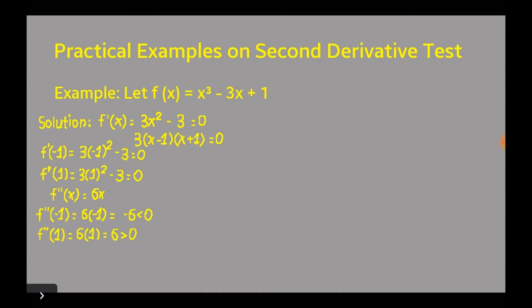Let's compare the maximum and minimum values. Since f double prime of negative 1 is negative 6, f of negative 1 is the maximum value, and since f double prime of 1 is positive, f of 1 is the minimum value.